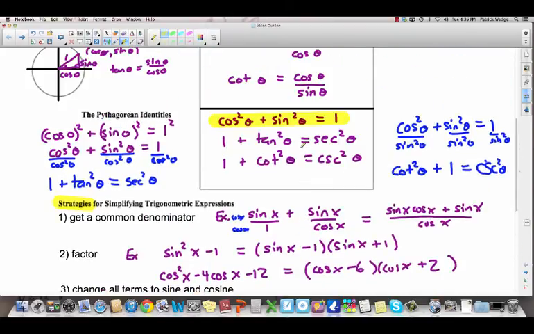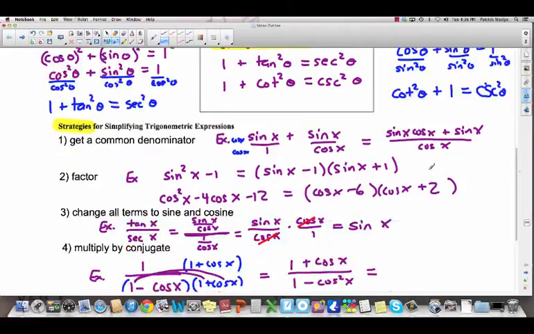If you look up here, if you were to move this cosine squared x, or theta in this case, over, what would you get? You would get sine squared theta left on this side, equals 1 minus cosine squared theta, because we're moving the cosine squared theta over.